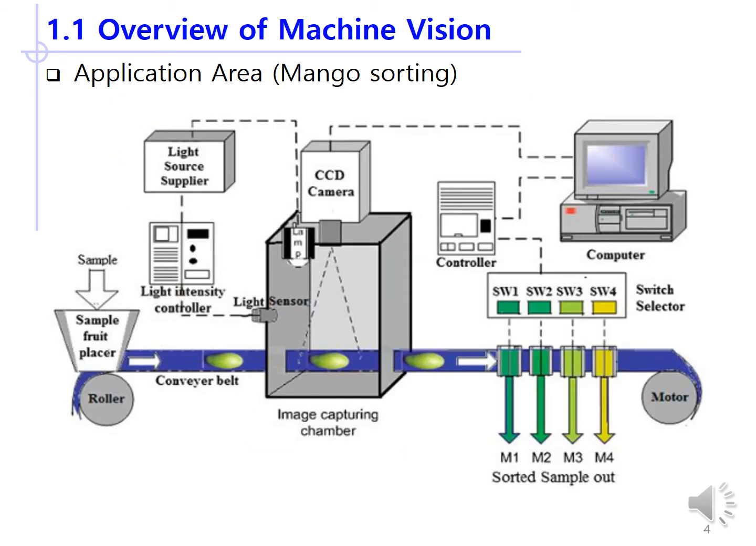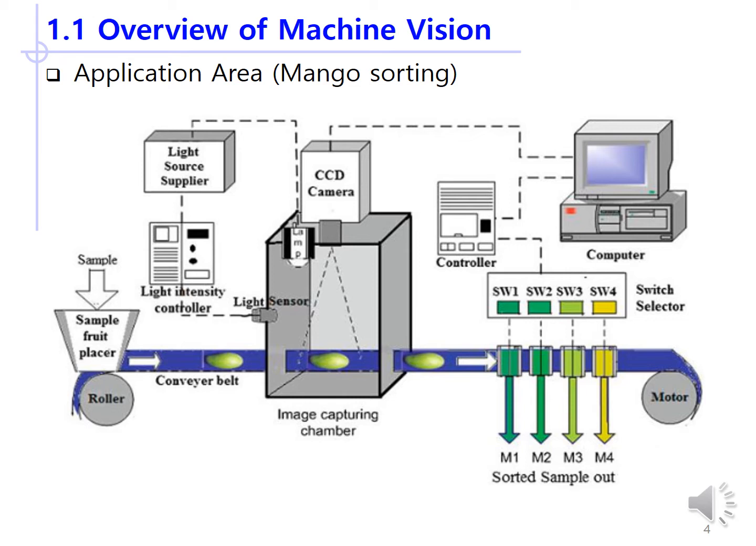This shows the application area of the machine vision system. Unlike general computer vision, the machine vision system runs in a controlled environment that includes light, camera, and chamber. This system is sorting mango fruit based on the color of the mango.